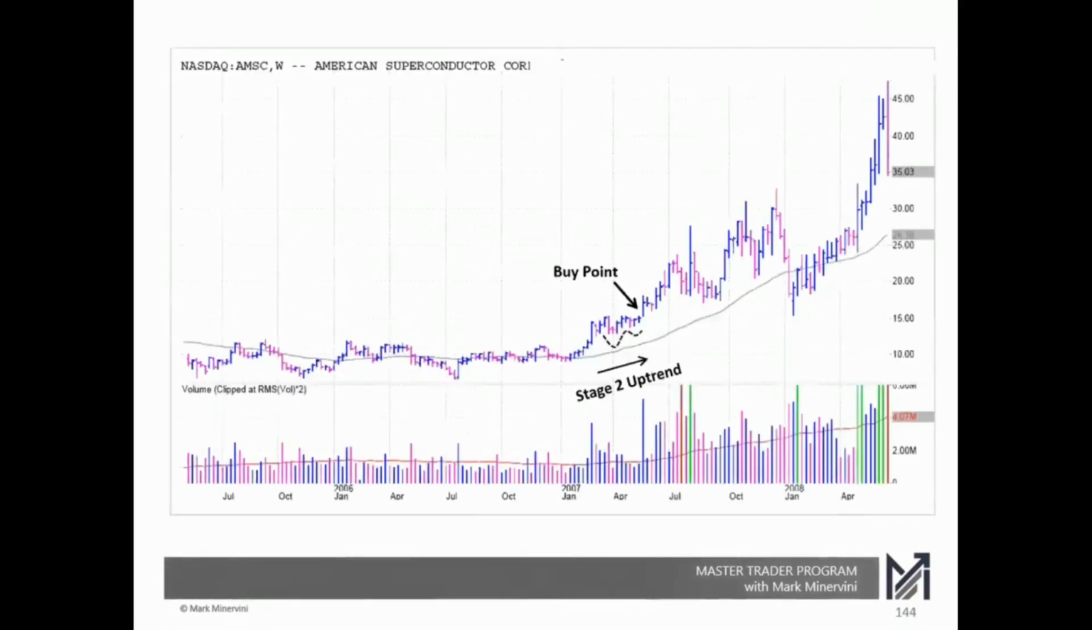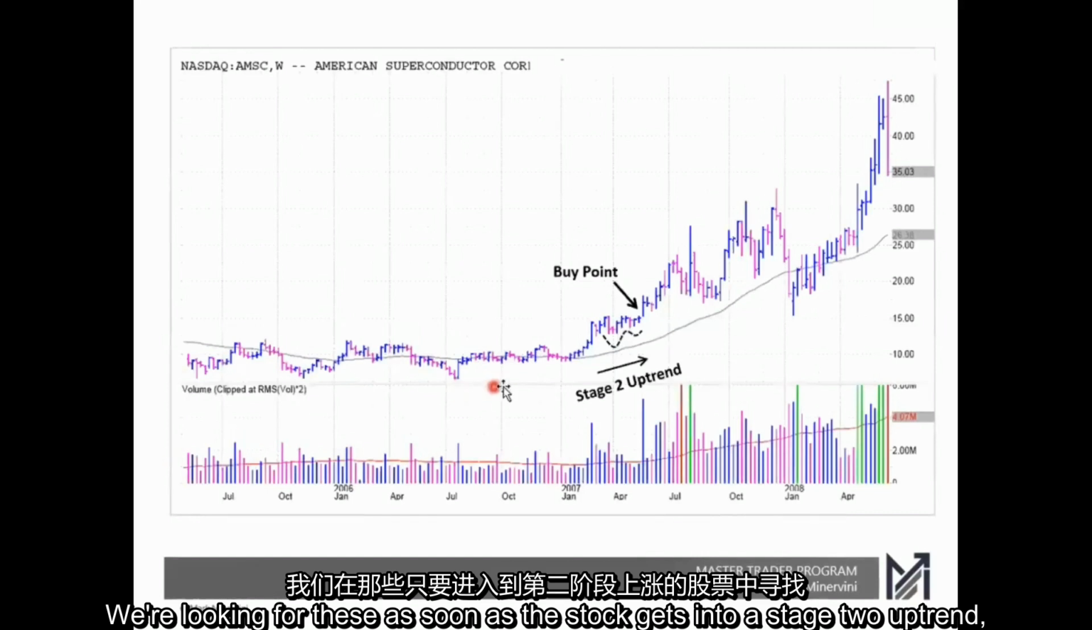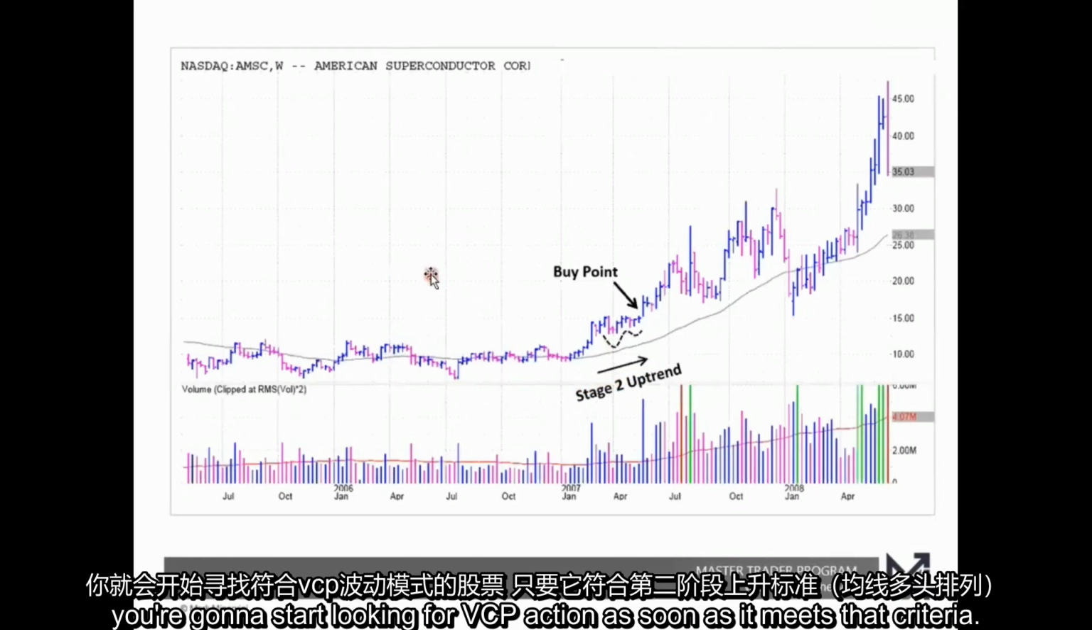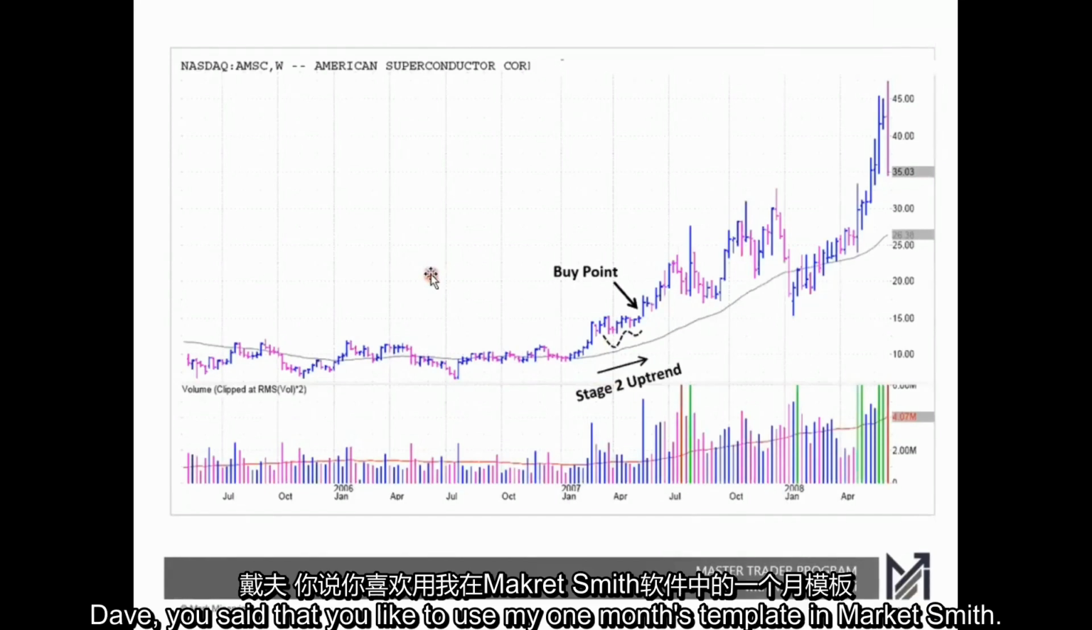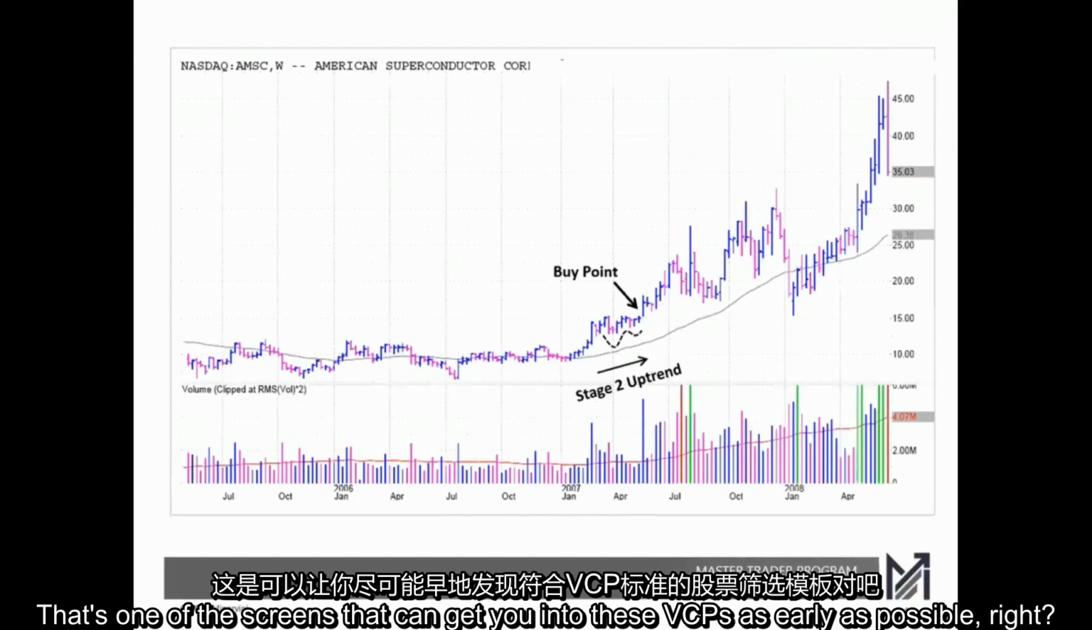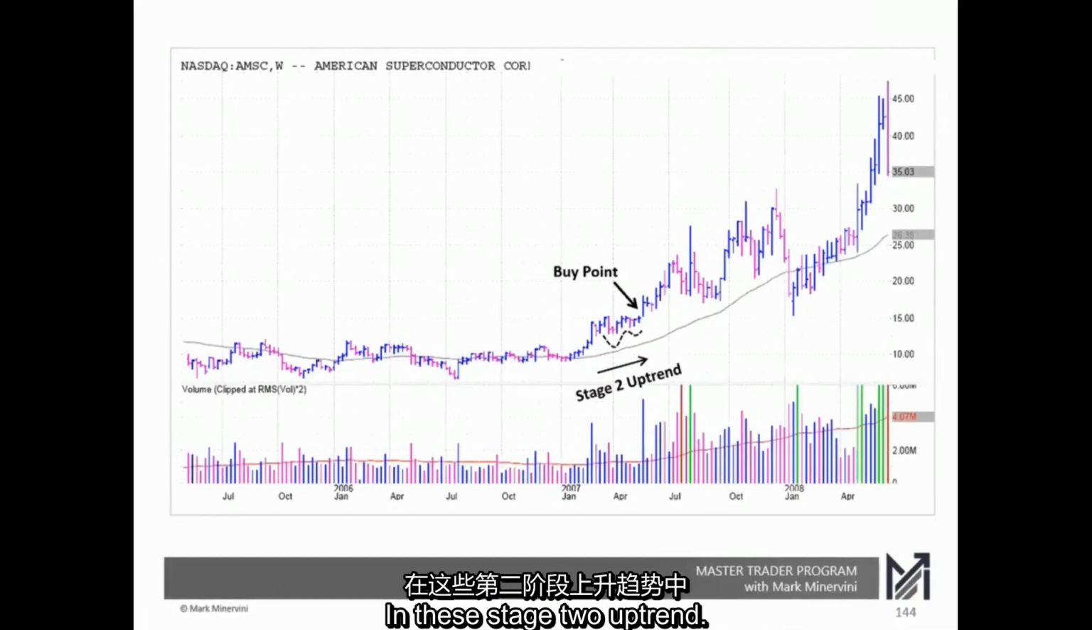All right. So again, stage 2 uptrend. Where are we looking for these? We're looking for these as soon as the stock gets into a stage 2 uptrend. So right away, when it turns into that stage 2 uptrend, you're going to start looking for VCP action. Okay, as soon as it meets that criteria. And Dave, you said that you like to use my 1 month template in MarketSmith, and that's one of the screens that can get you into these VCPs as early as possible, right? In these stage 2 uptrends.